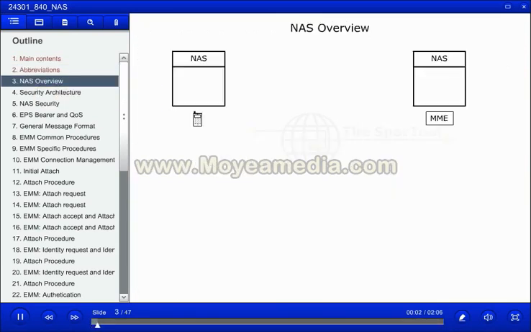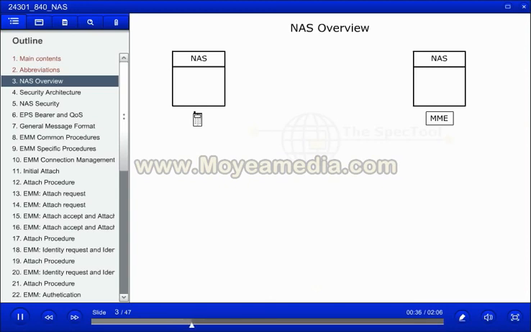The non-access stratum, NAS, is the highest layer of the control plane over the air interface. The protocol is used between the UE and the core network, the MME. The overall function of NAS is to support mobility of the UE and to establish and maintain IP connectivity between the UE and the core network.